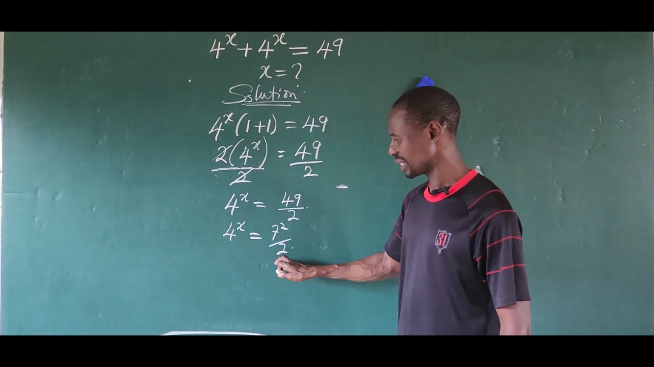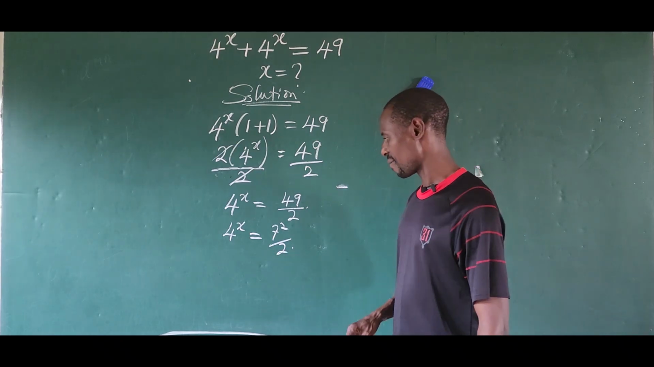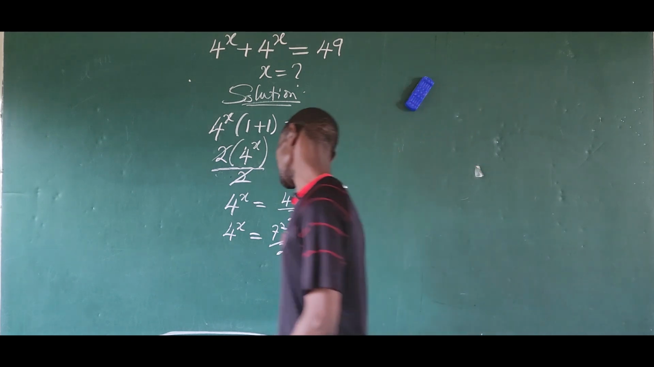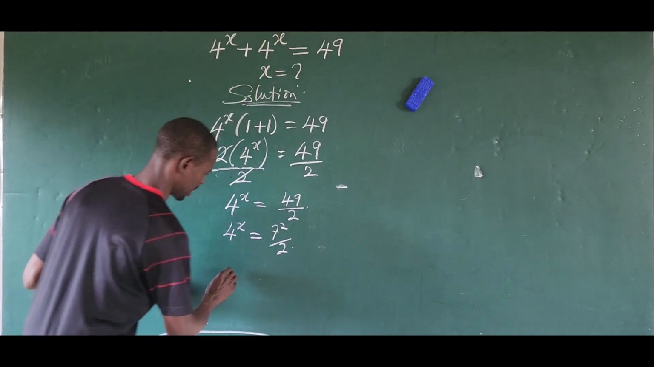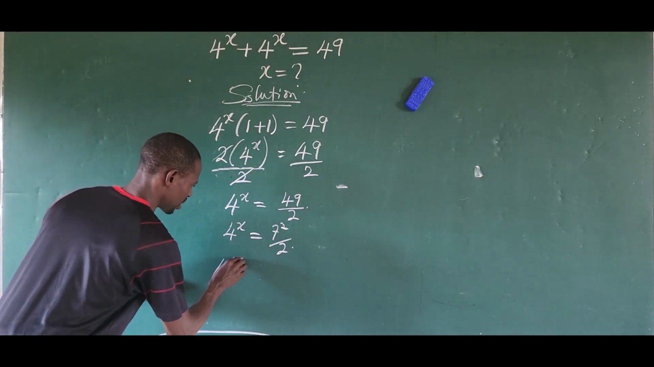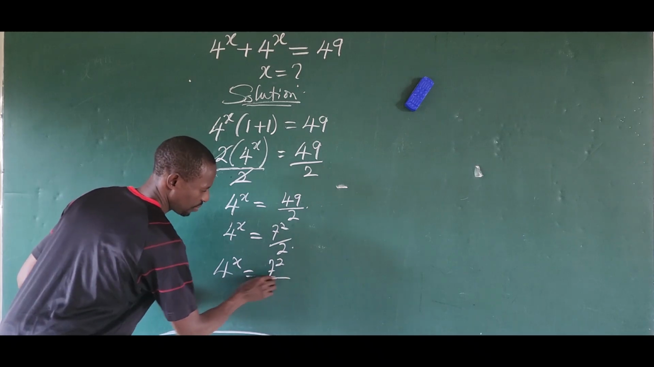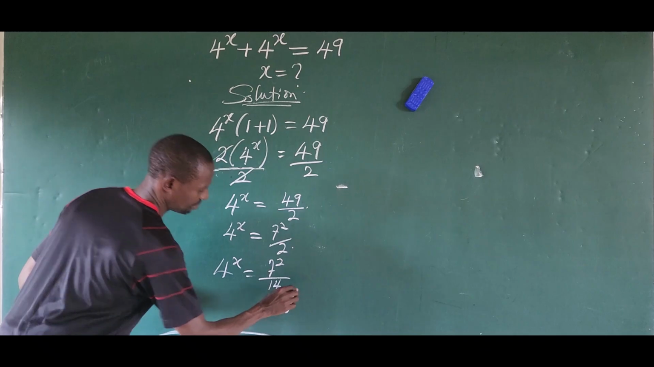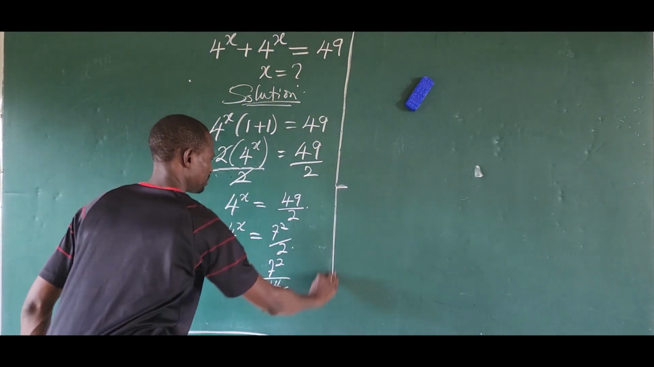So I want to rewrite this. 2 can be written as 14 all over 7, right? Yes. So 14 all over 7 will give us 2. I want to introduce that to this side. So we're going to have 4 to the power of x is equal to 7 to the power of 2 all over 14 all over 7. Let's see what this gives us.